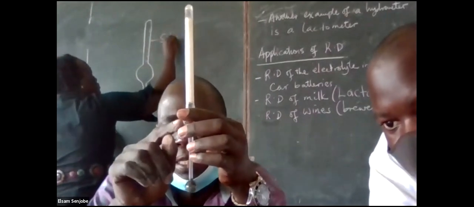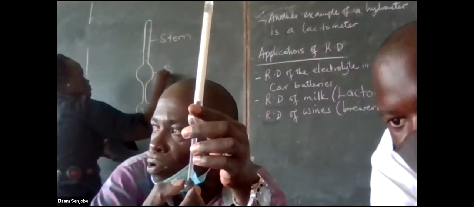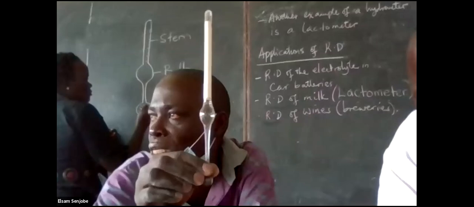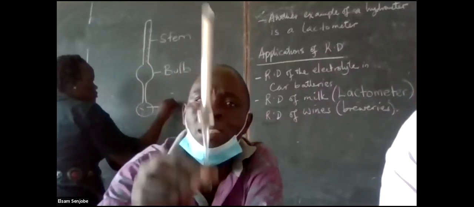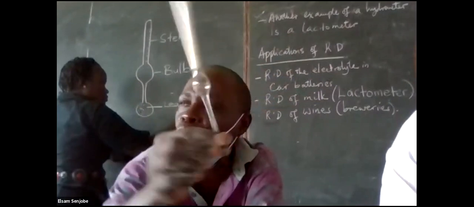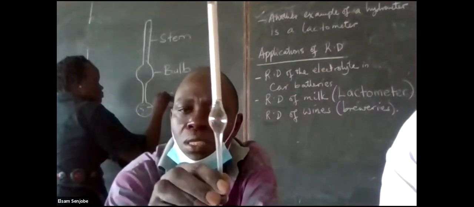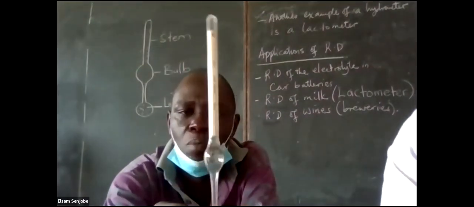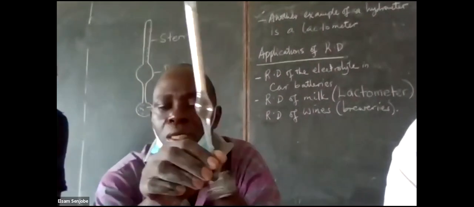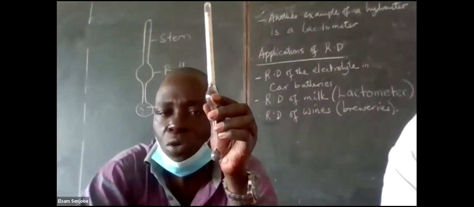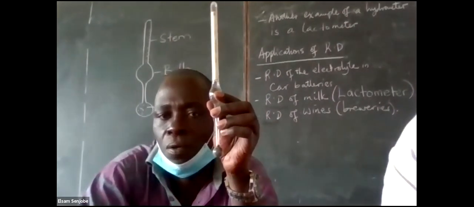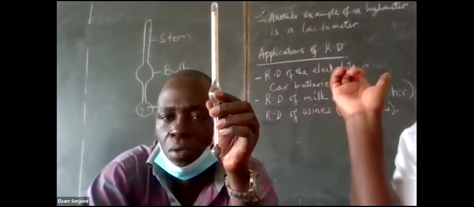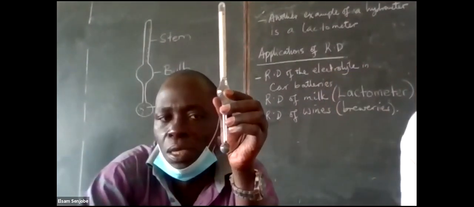The purpose of the wide base and the weighted lead balls is to increase the stability so that it can stand upright when you insert it in a liquid. It doesn't float in the liquid at an angle, but it always stands upright. We are going to see the different labelings of the hydrometer. Is that okay, people? Is that okay?